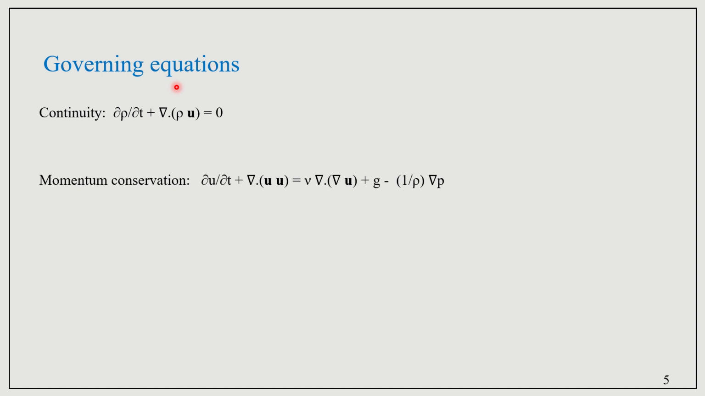And the second one is the momentum conservation equation, and it is given by dou u by dou t plus del dot u u equal to nu, that is mu by rho, into del dot del u, plus g, minus 1 by rho into del p. The momentum conservation equation just stems from Newton's second law of motion, that is F is equal to ma, m into dv by dt, so that all the forces are conserved inside the system. So it is just a force balance equation.